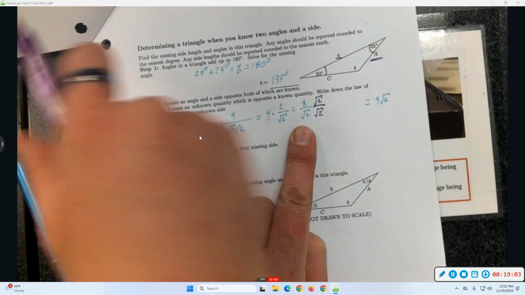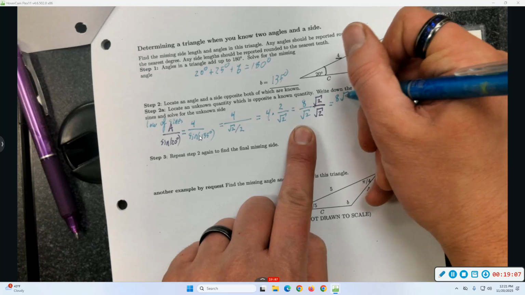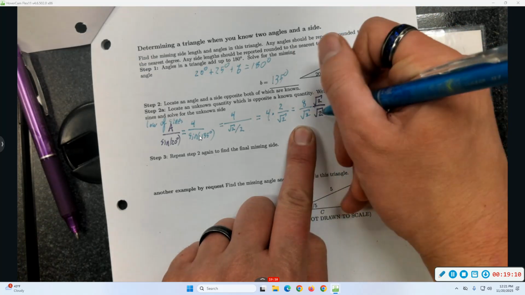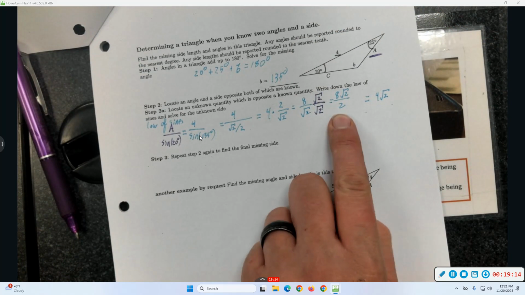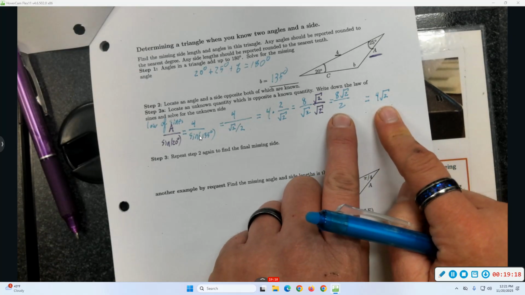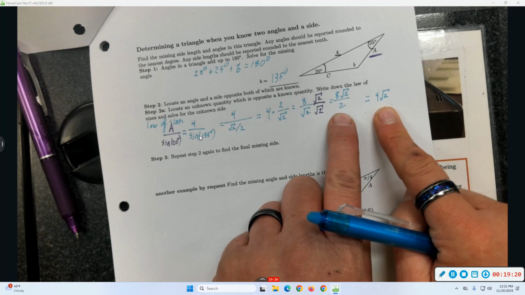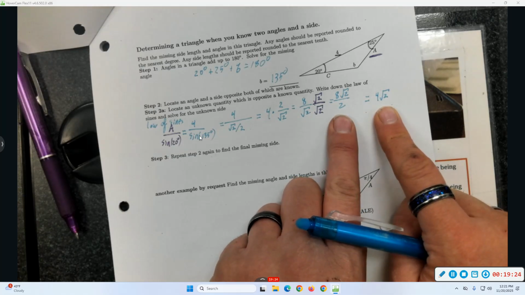What's the numerator now? 8 root 2. Denominator? 2 root 2. Root 2 times root 2 is root 2 squared, and squares undo square roots. So how do you go from that to 4 root 2? Divide by 2. 8 divided by 2 is 4. That feel good? And super familiar, right? Like we've done that sometimes.